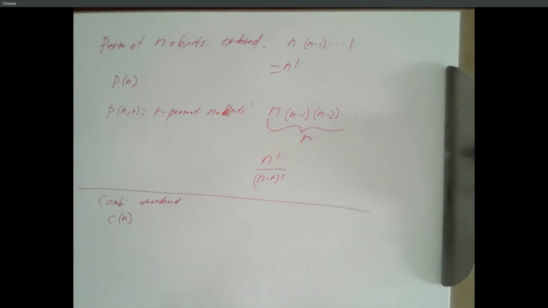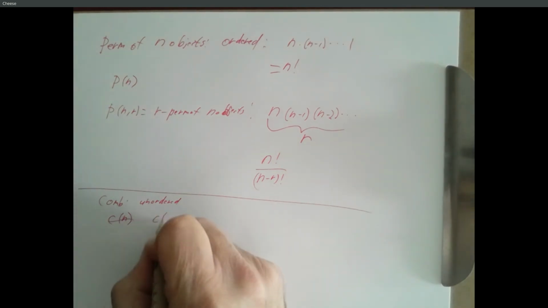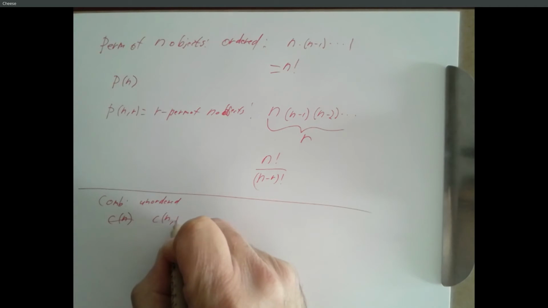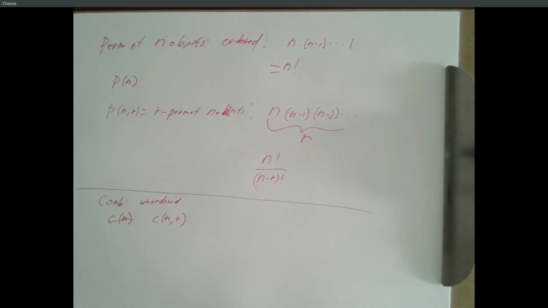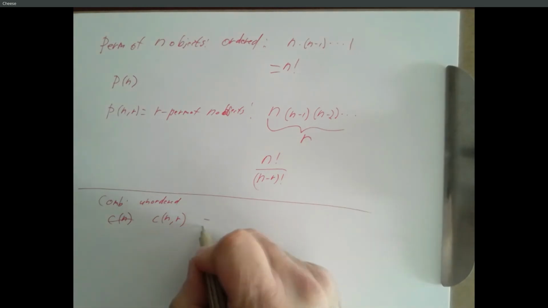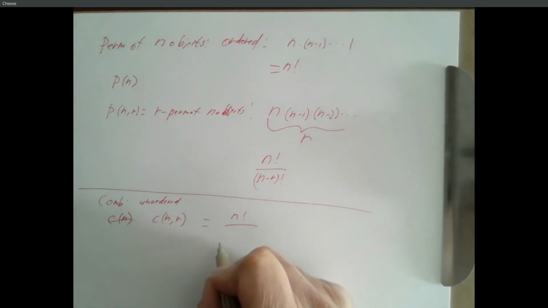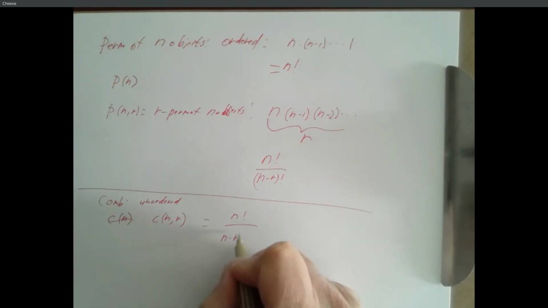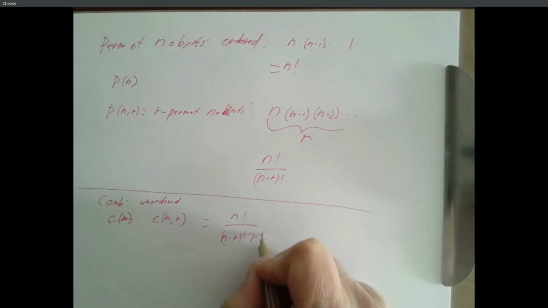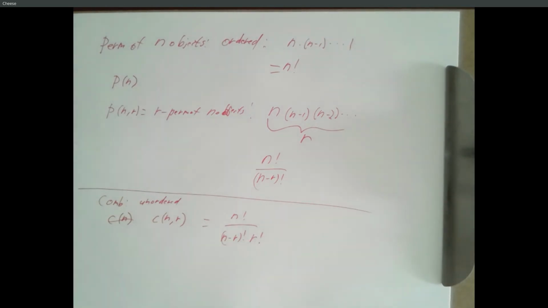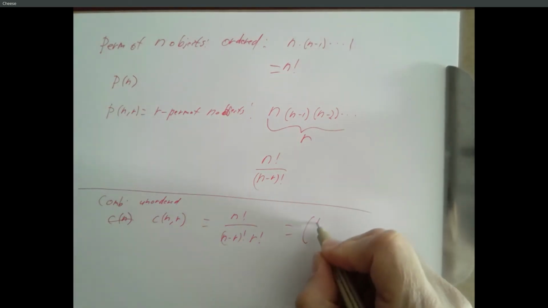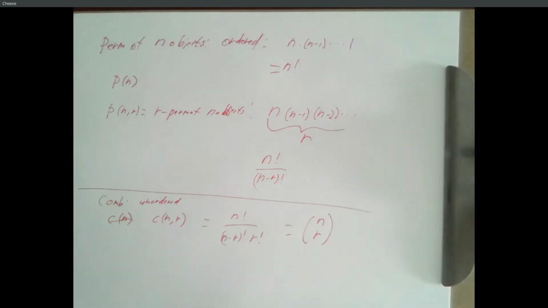So if we're picking n objects and the order doesn't matter, there's only one way to do it: just pick all the n objects. So normally we talk about r-combinations, the number of ways to pick r things out of n. That's going to turn out to be the number of permutations divided by the number of orders, since we don't care about orders. And this we just write as n on top of r.